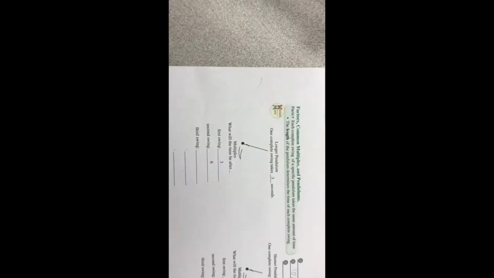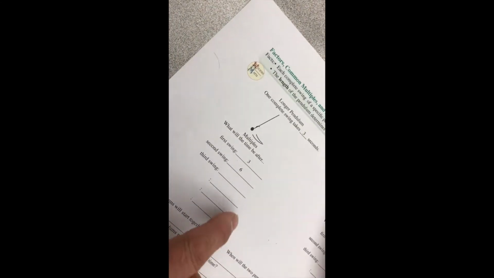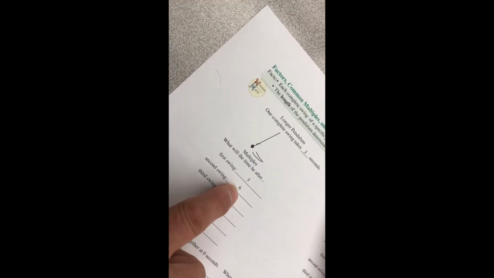Okay, we're going to do a worksheet on the same basic information. So we're looking at this first pendulum. It takes 3 seconds for a complete trip. So I want you to think of the multiples. What will the time be after the first swing? 3, right? And then the second swing is going to be 6. You keep going.